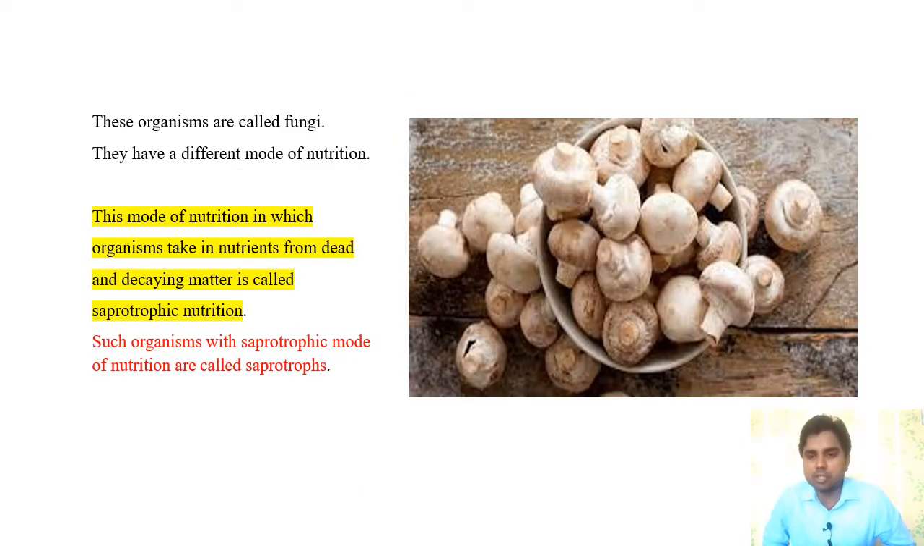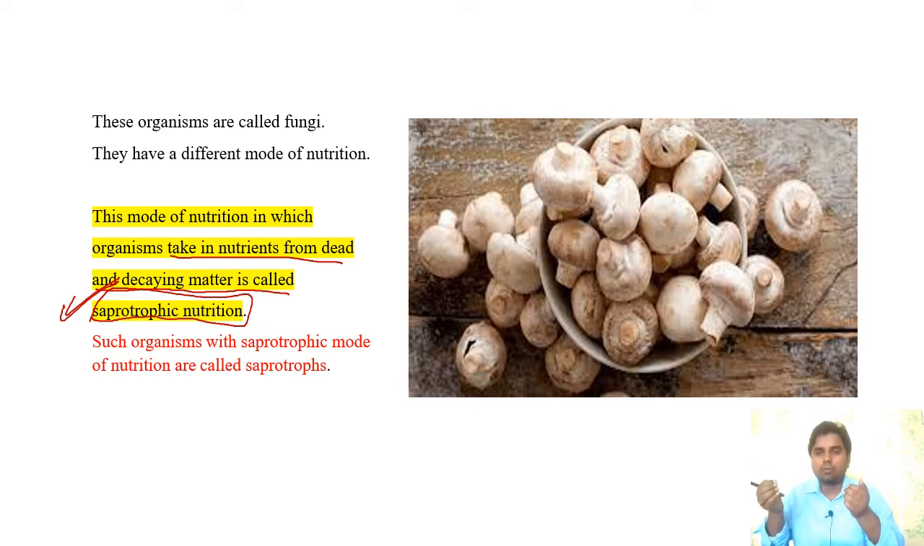Okay, so basically a mushroom is neither a plant nor an animal. It is a fungus. It is a division in which it comes into the category of fungi. So they have a different, altogether different mode of nutrition. This mode of nutrition in which an organism takes nutrients from dead and decaying matter is called saprotrophic nutrition. So what are saprotrophic organisms? Those organisms that depend upon food like dead and decaying organisms are known as saprotrophs, and the nutrition is known as saprotrophic nutrition. I hope it is clear to you, students. What are saprotrophs? What is saprotrophic nutrition?